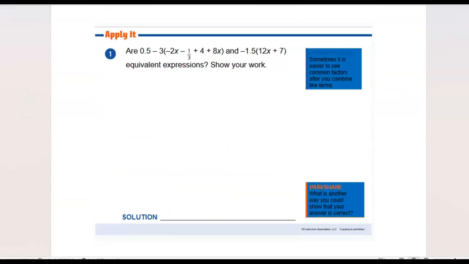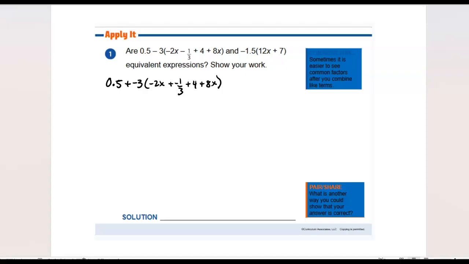Next problem. It says 0.5 minus 3(negative 2x minus 1/3 plus 4 plus 8x), and negative 1.5(12x plus 7). Are they equivalent expressions? So we've got to do some work here. Start off by rewriting the expression. So I put plus a negative 3 minus 2x plus a negative 1/3 plus 4 plus 8x. I changed my subtraction to adding the opposite.